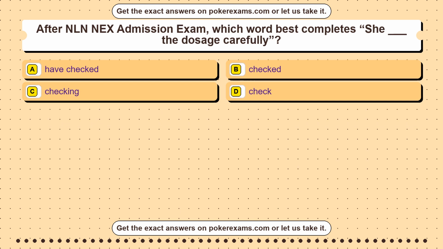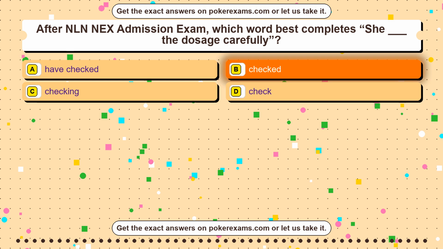Question 16. After NLN NEX Admission Exam, which word best completes "She blank the dosage carefully"? Option A have checked. Option B checked. Option C checking. Option D check. The correct answer is option B, checked.